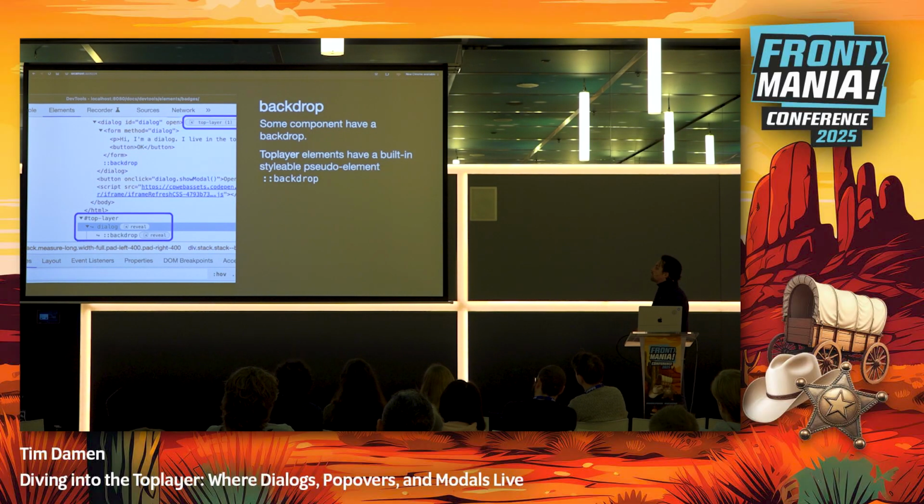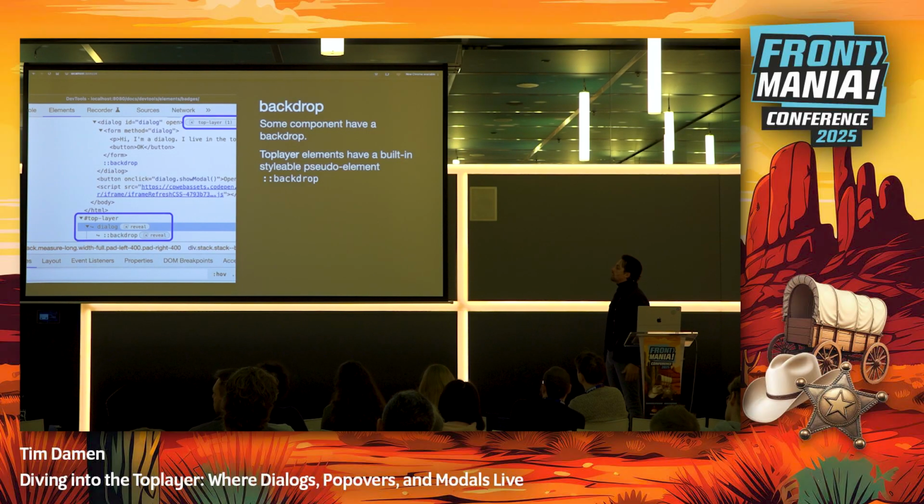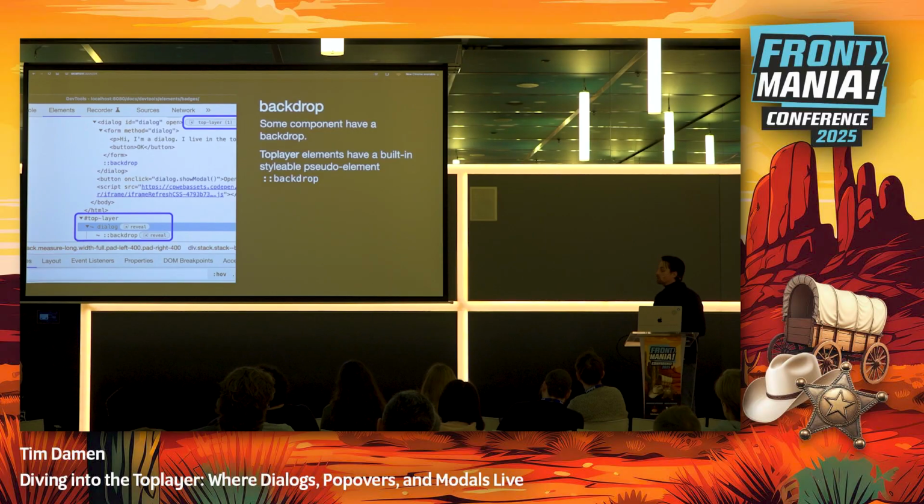The backdrop, I already talked about it. It's also a default feature of the top layer. So when the dialog, for example, is added to the top layer, you have access to a pseudo CSS element called backdrop, and you can style it with CSS depending on your liking. So you can make it really blurry, for example, or completely black, whatever you would like.